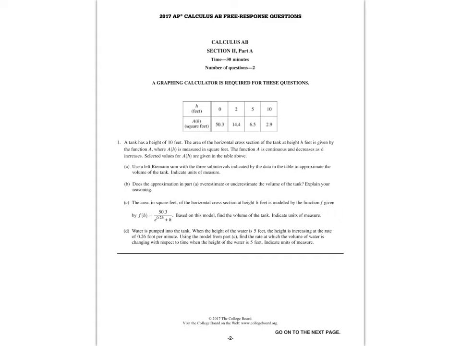Okay, so what we do know if we were to just even look at a sketch, so just something to think about. Here, this is your h, which is in feet, and then your y value would be your function value, a of h, which is in square feet, okay? And it told us that a is continuous and decreases, so we know it's decreasing, okay, as h increases. So in part A, it says use a left Riemann sum with the 3 subintervals indicated by the data in the table to approximate the volume of the tank, okay?